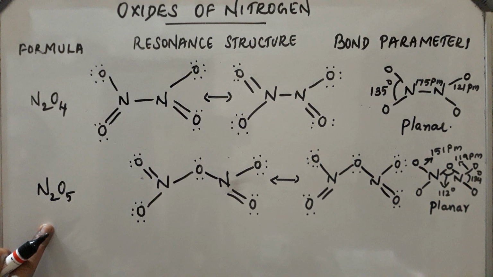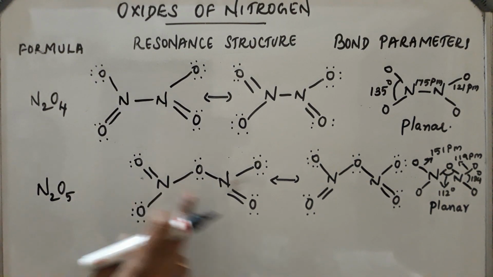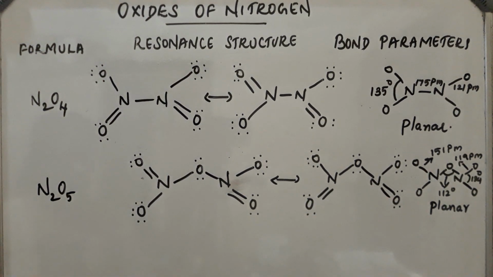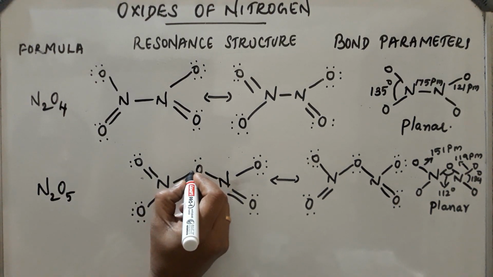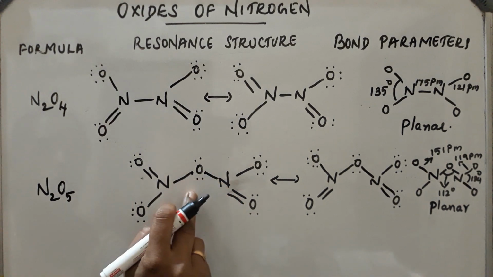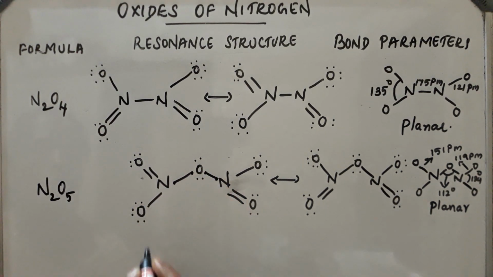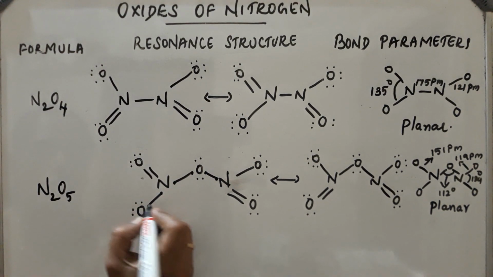Next N2O5. See the bridge structure, NON structure, and 2 oxygen are on the opposite sides. Here 2 oxygen are on the same side. These are the differences of these two resonance structures. See, here it uses 2 electrons. 1 electron from this oxygen and 1 electron from this oxygen used for sharing. Then 1 from this nitrogen, 1 from this nitrogen. So then nitrogen uses both electrons for sharing.